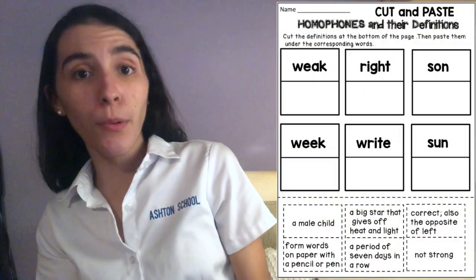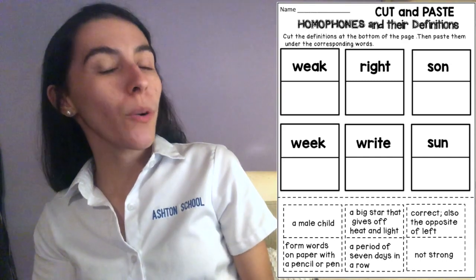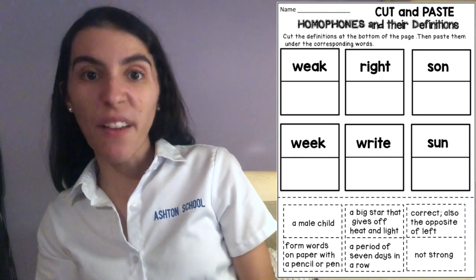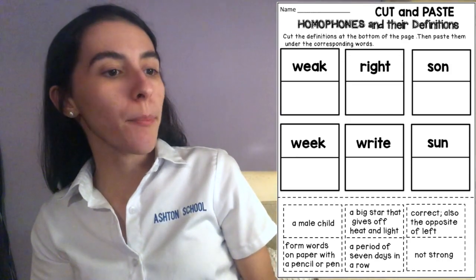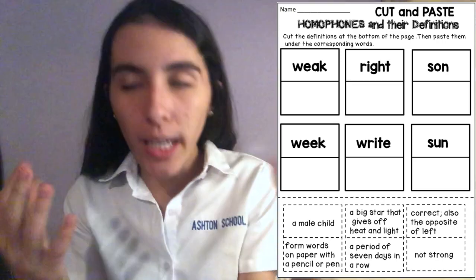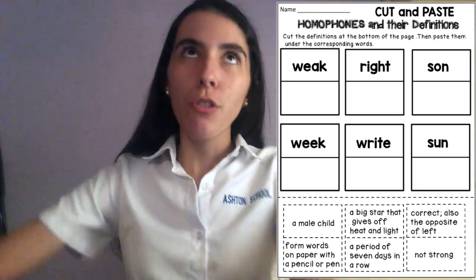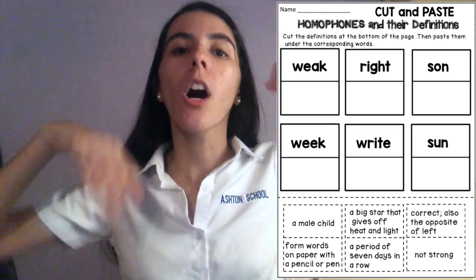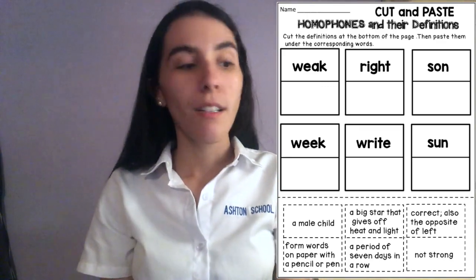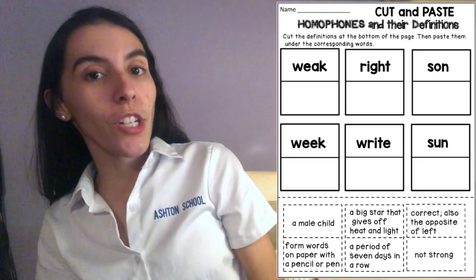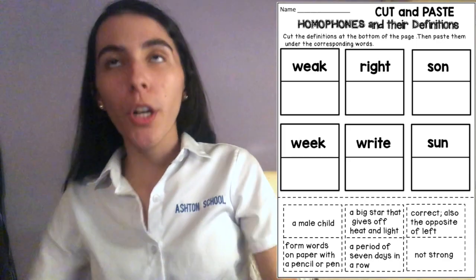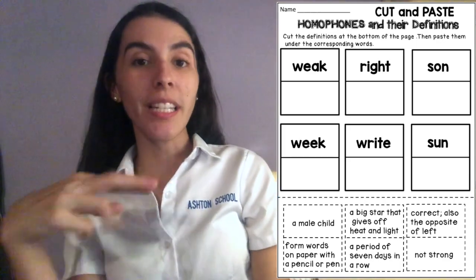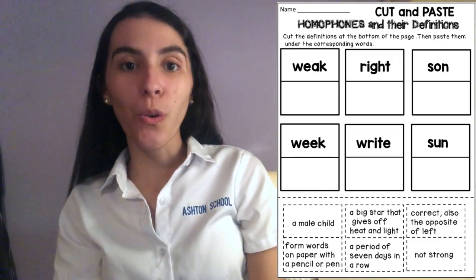The next worksheet is also a cut and paste, but this time you are matching the homophones to the definition or the meaning of each word. So, for example, the first word is weak. I worked so hard and now my arms feel weak. So, look at the bottom of the worksheet and try to find the meaning or the definition of the word weak. And you're going to cut it and paste it next to the word weak.